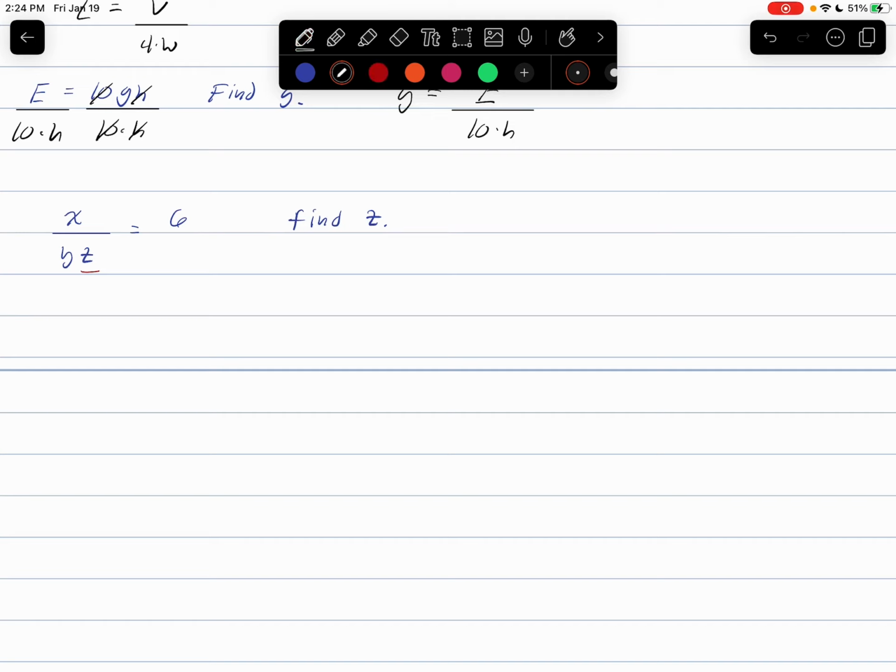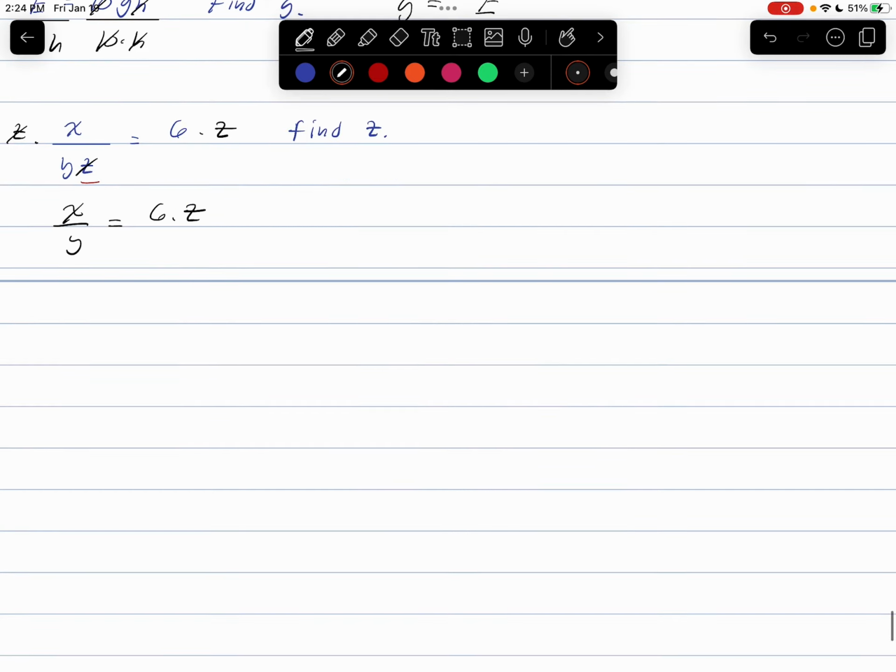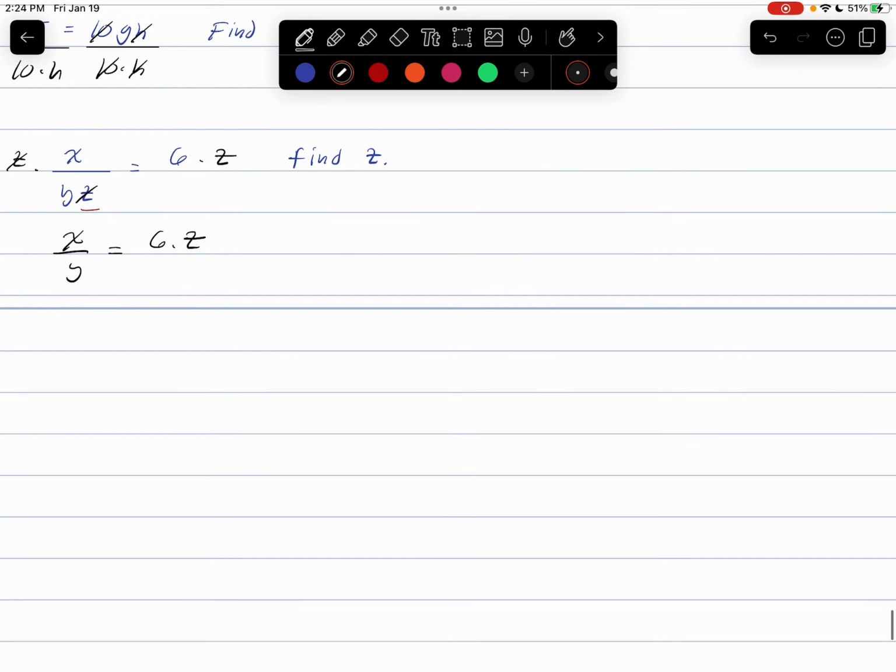So let's start by multiplying both sides of this equation by Z. Now, this might seem kind of weird because we're going to try to cancel this Z here, but it's all right because we're keeping the Z on the right-hand side. So this equation is going to end up being X over Y is equal to 6 times Z. Okay, so now that we have that, to find Z by itself, all we have to do is divide both sides by 6, okay?